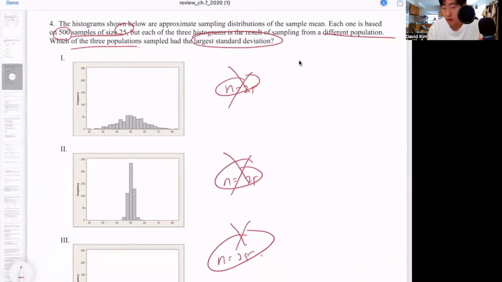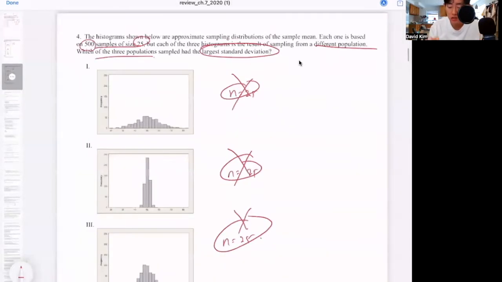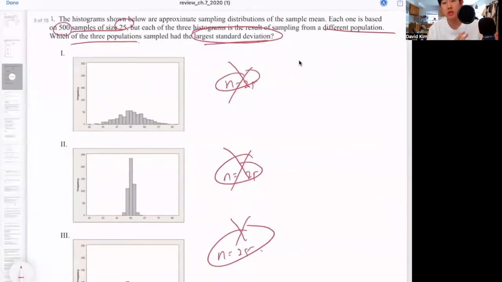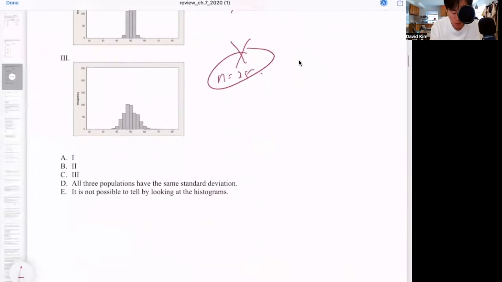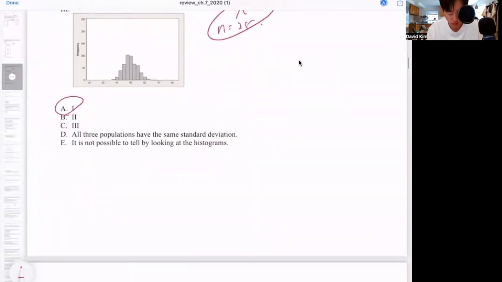What really comes down to is the largest standard deviation. It comes from the population also having the largest standard deviation. So you can see how Roman numeral 1 also here has the largest spread from the center. Therefore, this is also going to be A.